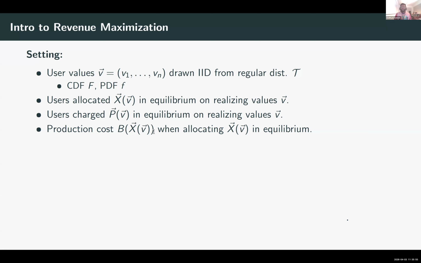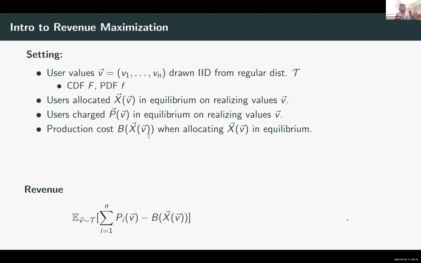However, here we can start talking of X as X of V, right? So we know that when the users have value V, we know what is the equilibrium allocation that they are going to induce. And for this equilibrium allocation, what is the production cost that is going to be incurred on the auctioneer? So technically the production cost should be B of X, but because X is also a function of V here, we can start talking about the production cost as B of X of V. So this is the setting.